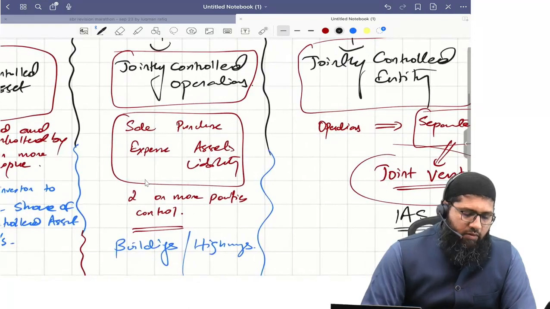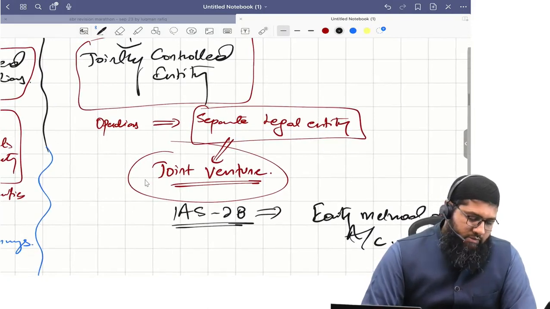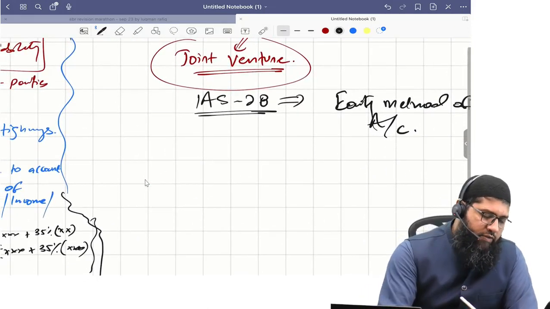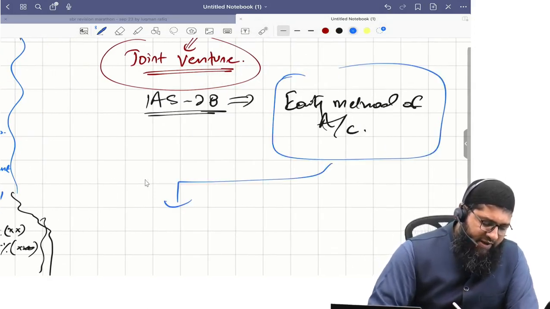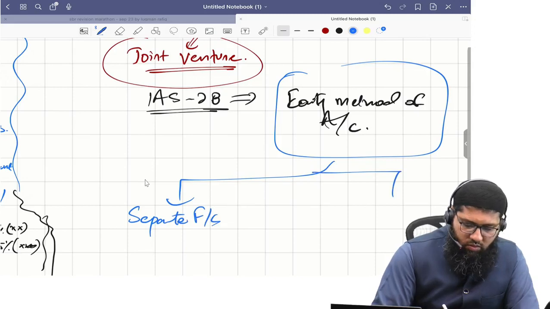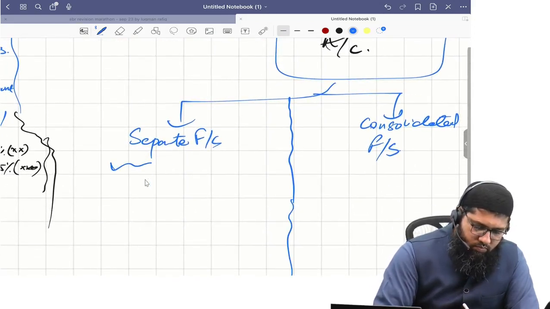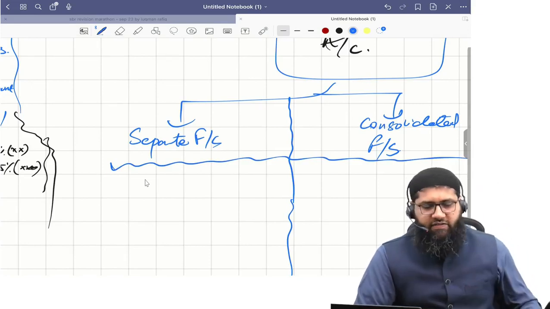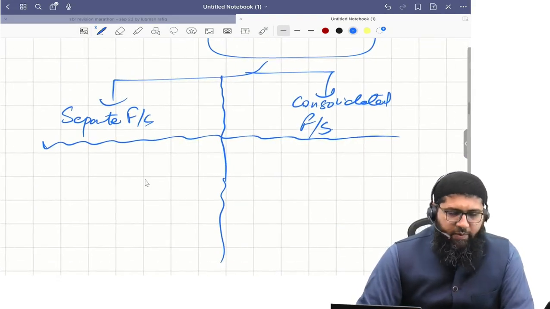Now let's move a bit forward and discuss a bit further. I've told you what a jointly controlled entity is going to be and how you would account for it. Now the scenario is how exactly are you going to account for it? With respect to the separate financial statement, there's something called separate financial statement, and there's something called consolidated financial statement.